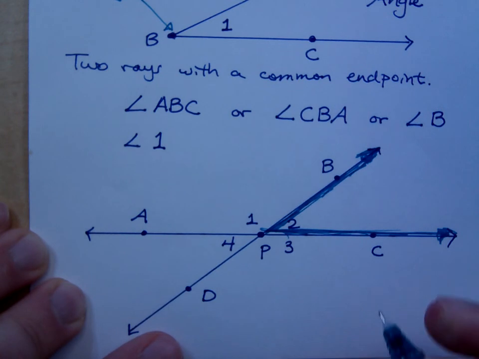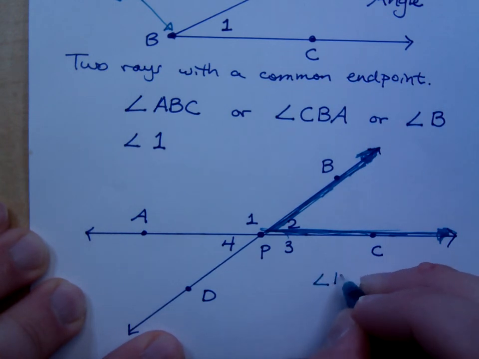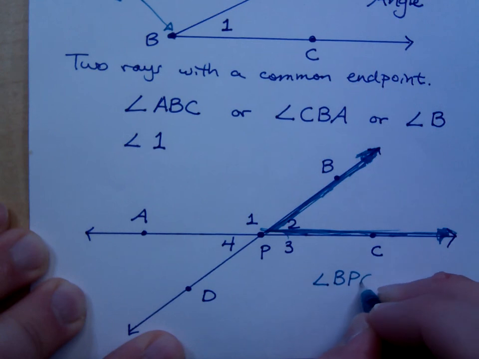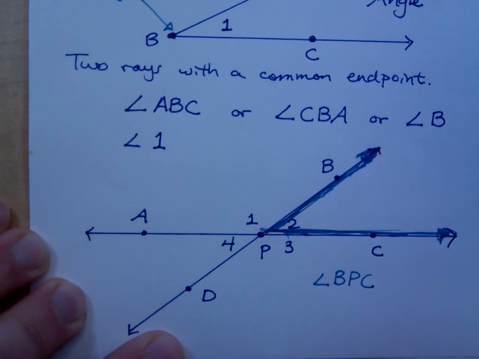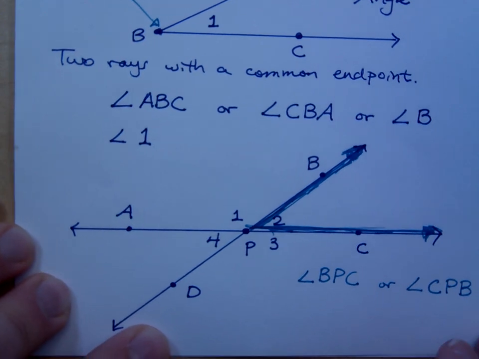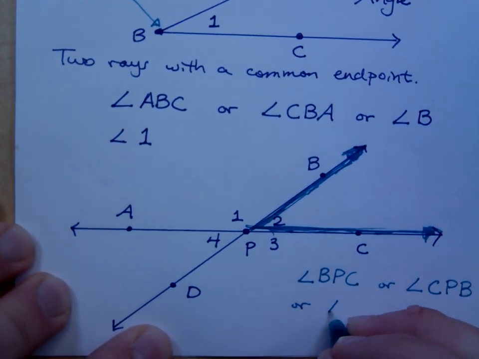BPC. So you would say angle BPC. Is that the only way to describe it? CPB. Yeah, watch how you say those letters really fast though, right? So angle CPB. Is there another way to label this guy? You could say this is angle 2.